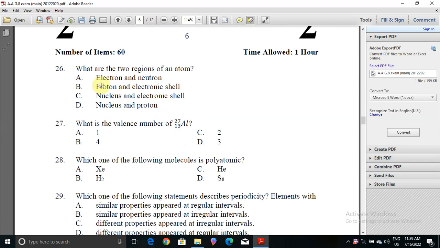And question number 26. What are the two regions of an atom? Electron and neutron, proton and electron shell, nucleus and electron shell, or nucleus and proton? It says what are the two regions of an atom? It will be nucleus and electron shell.